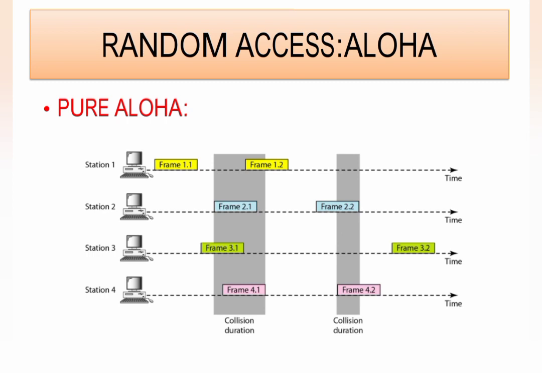So this is how the data will be transmitted. Here stations 1, 2, 3 and 4 are accessing the channel. First station 1 will send frame 1.1. After a particular amount of time, frame 1.2 will be sent. When frame 1.2 is traveling through the medium, station 3 will start transmitting the data, and then station 2 will transmit the data. Lastly, station 4 will transmit the data.